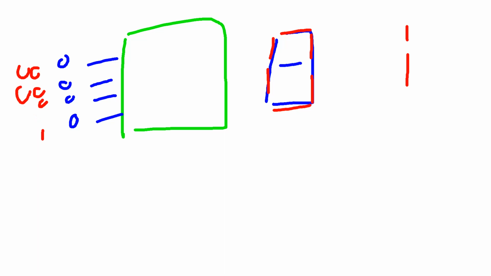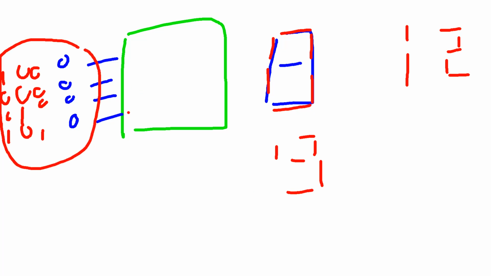And if I apply 0, 0, 1, I want to show 2, and so on until 9 is 1001. Okay, show 9 like this. That means when you use this circuit, you just apply the values 0000 to 1001, right? But for 4 bits, the possible values go up to 1111. That means the values 1010 to 1111.